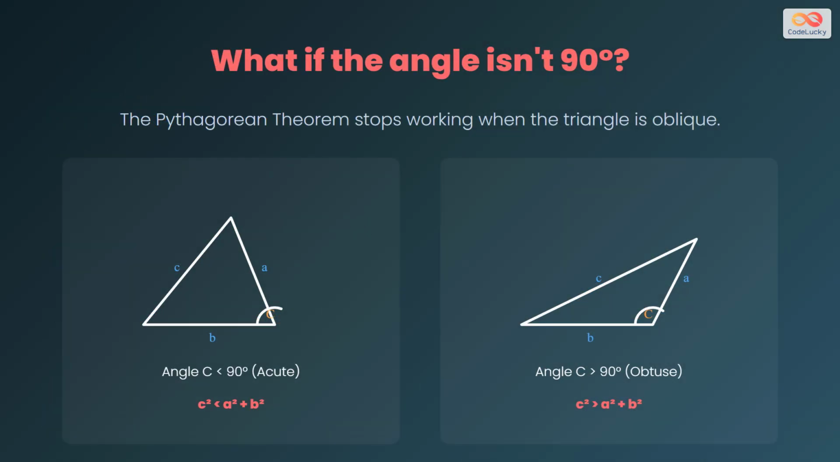So, what happens if that angle changes? If we squeeze the triangle so the angle is less than 90 degrees, the opposite side c gets shorter. If we stretch it so the angle is more than 90 degrees, side c gets longer. The Pythagorean equation no longer holds true. We need a way to adjust the formula to account for these changes.